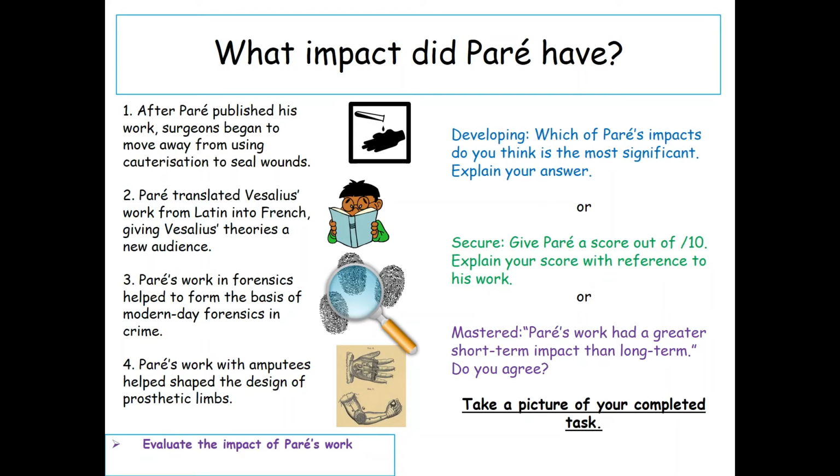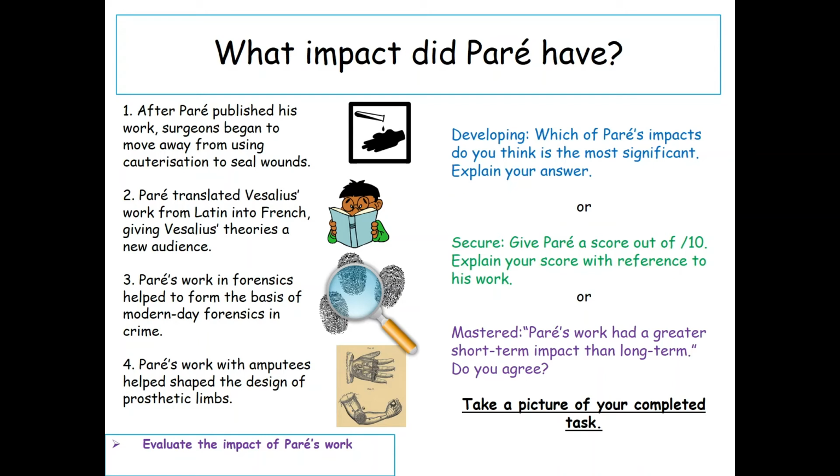So you should now know a bit about Paré and his work. We should know that he was an army surgeon. He was using ointments instead of cauterisation to treat his patients. He also improved the treatment of amputations. He invented a method of tying off blood vessels with threads, and that's called ligatures, which is less painful than cauterisation and reduces the chances of patients dying.